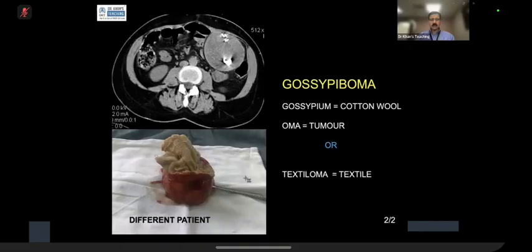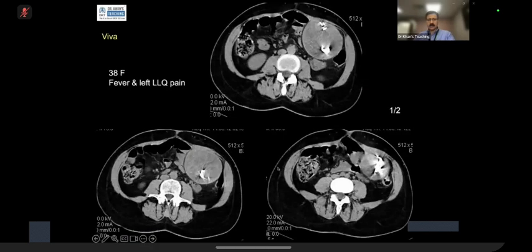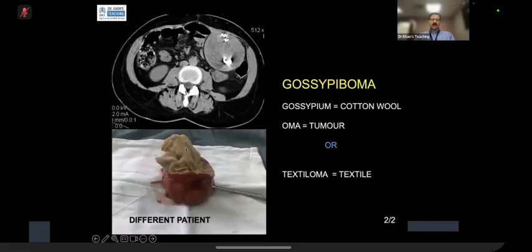In any case, in this particular case, just one second. So this is another example from literature. The radiological features will vary. One of the radiological features is that air might get trapped inside, and it might stay trapped inside forever.